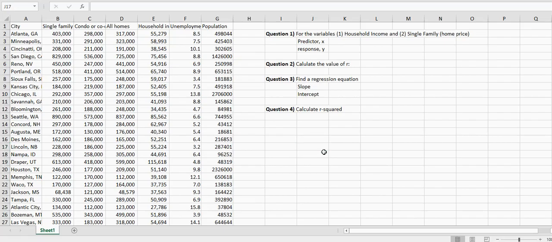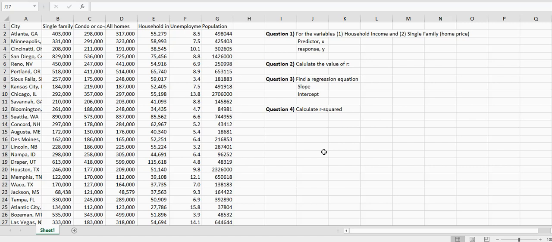Hi class. In this video, I want to do an introduction to Module 3 with Excel. The main topics this week are going to be the correlation coefficient, the linear correlation coefficient R, and what we call the coefficient of determination R squared.